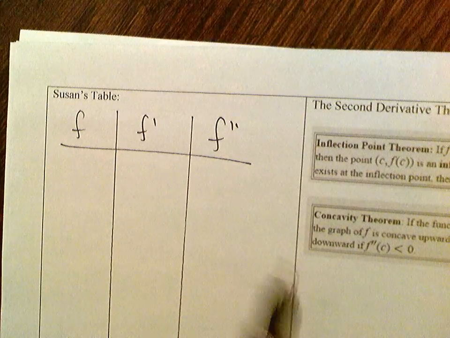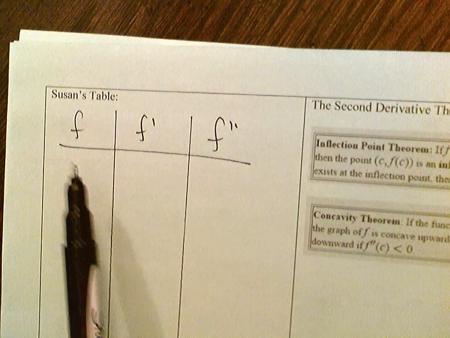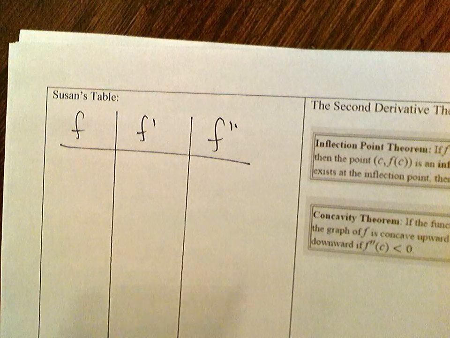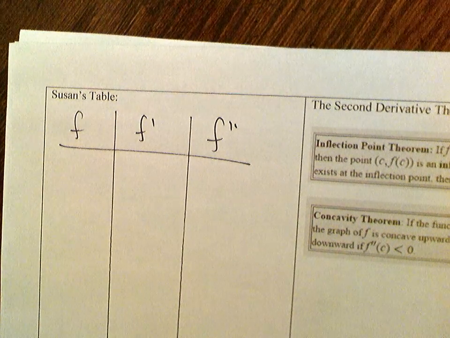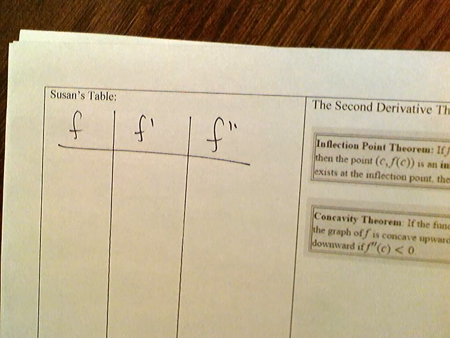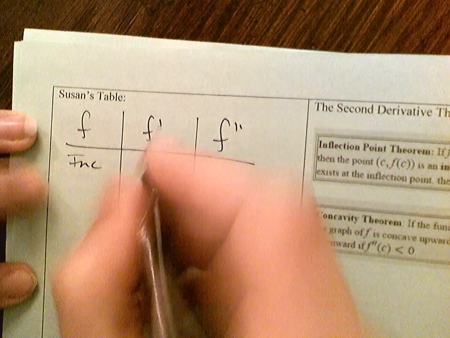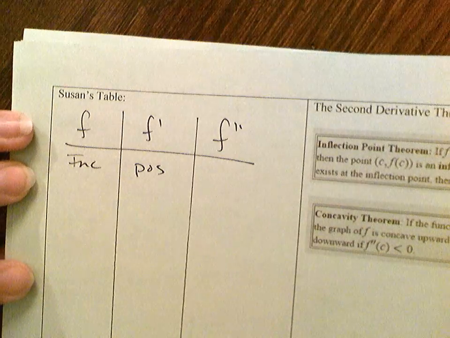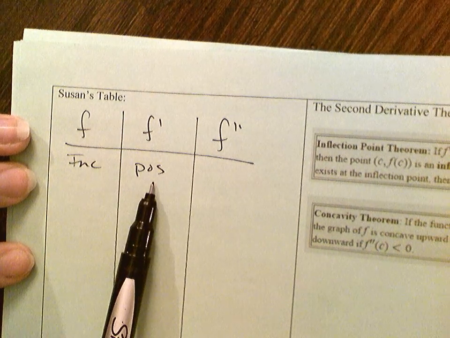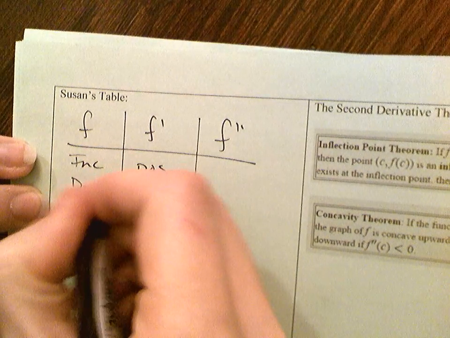So I'm going to call it Susan's table, and it has 3 columns, F, F prime, F double prime, and each row of the columns is going to give us equivalent things, okay? So first, if F is increasing, that means that F prime is positive. Okay, so these two things, F increasing is the same thing as F prime positive. They imply each other. And then decreasing, negative.